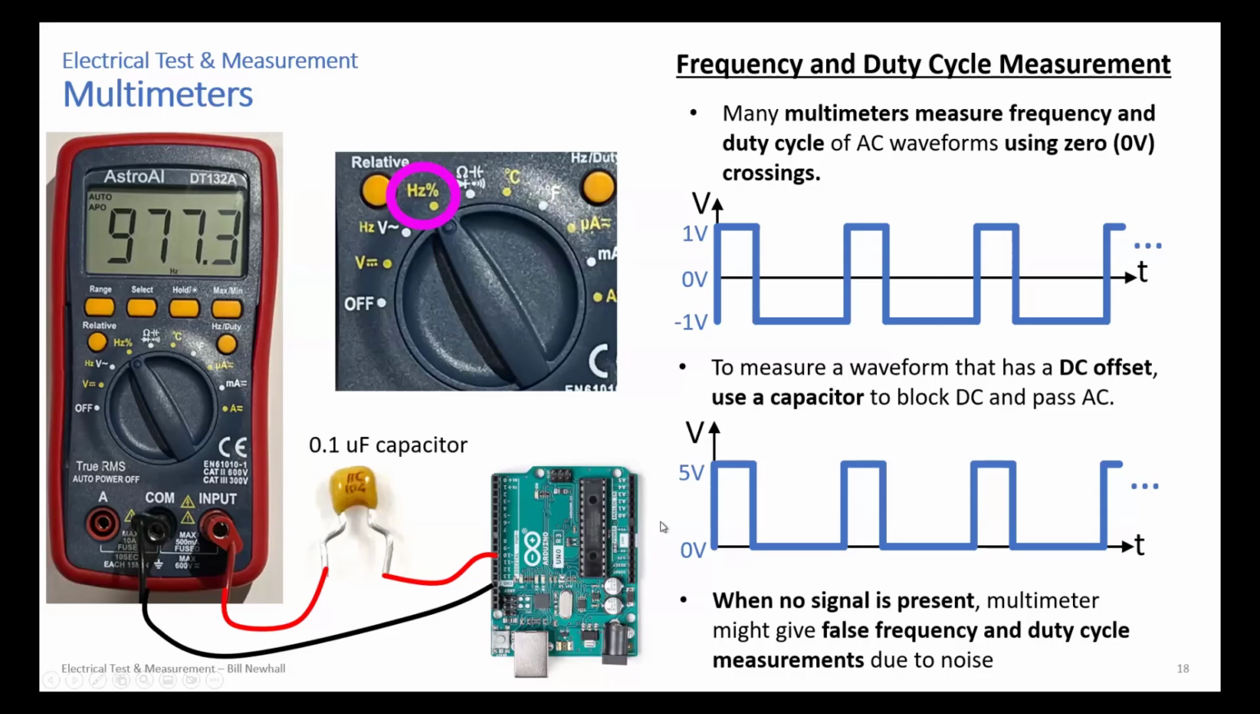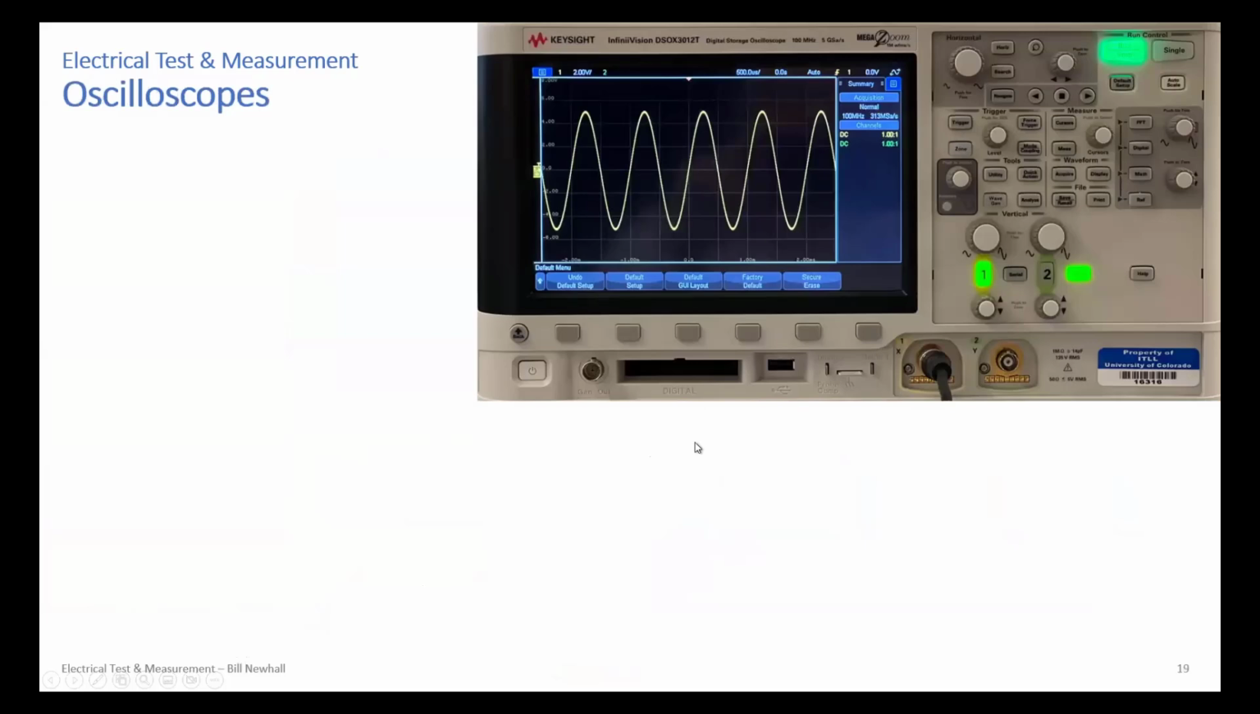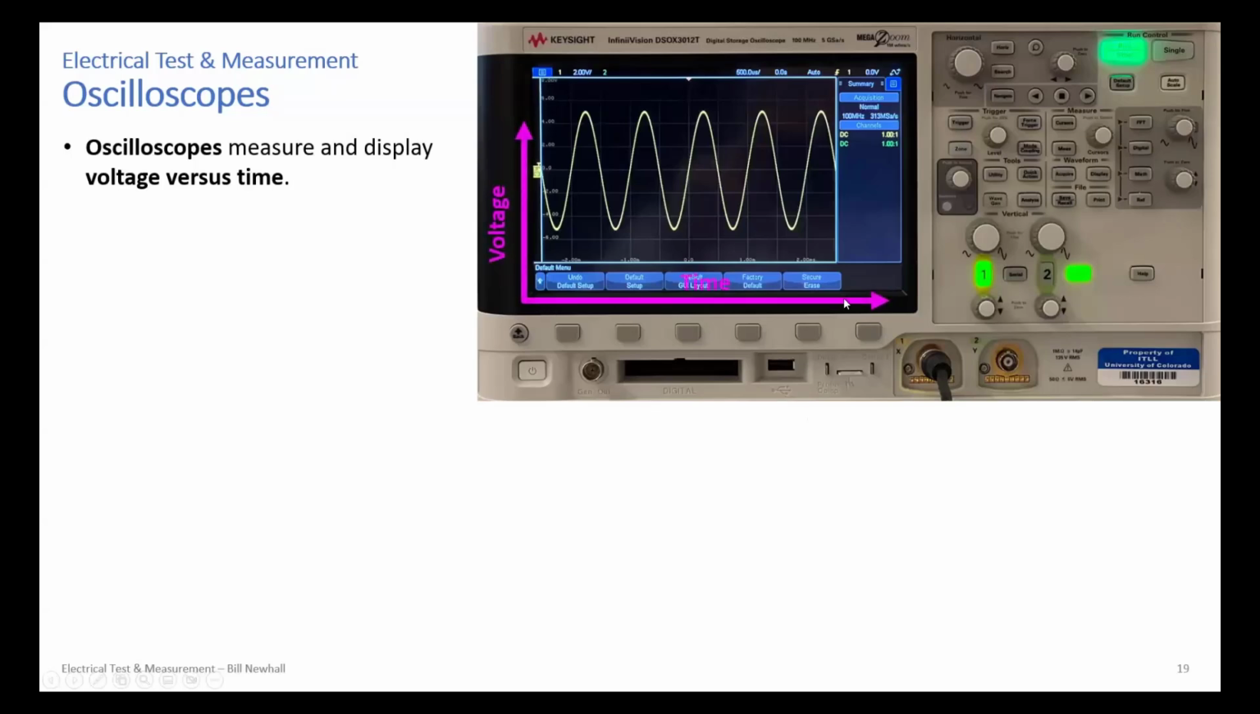That covers the measurements that I wanted to talk about that multimeters do. Let's move on to oscilloscopes. This is the oscilloscope that you have on your lab bench in the ITLL. Oscilloscopes measure and display voltage versus time. So you can imagine putting the standard axes of a plot on the oscilloscope: voltage is the vertical axis, time is the horizontal axis.